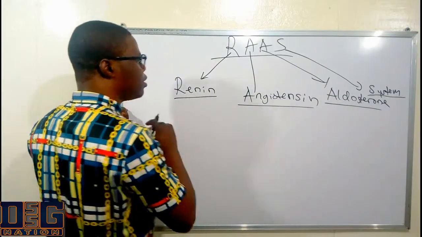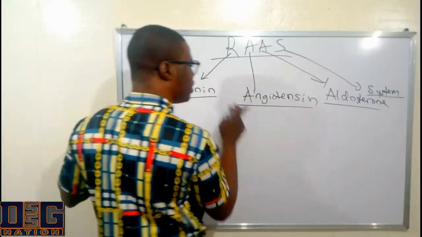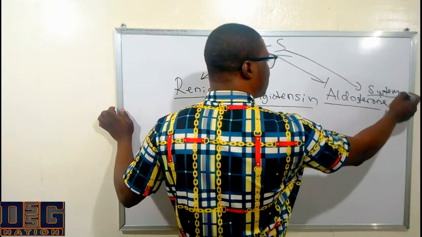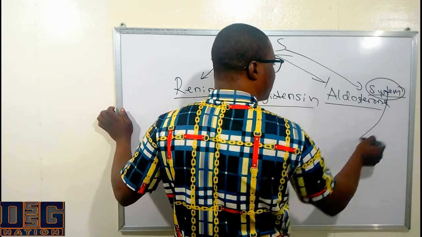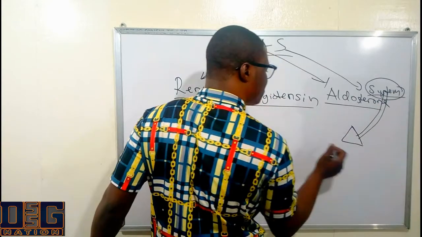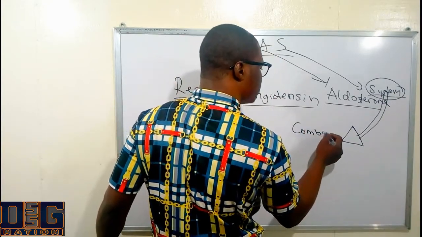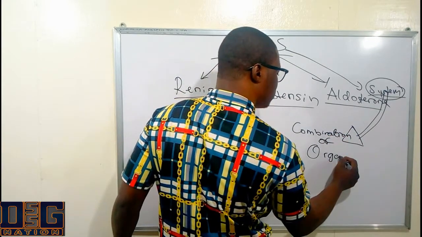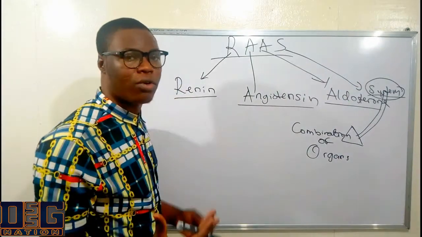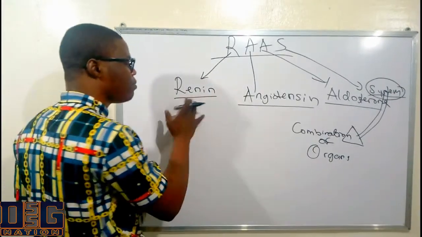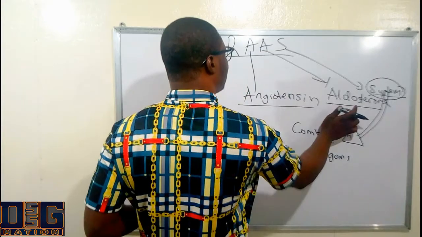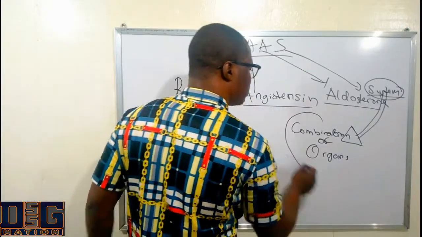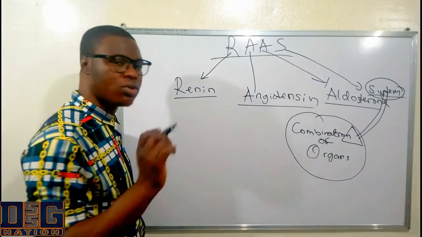Now, to get this straight, we said we have renin, then angiotensin, and then aldosterone. So we call them a system. Now, from our knowledge of overview of anatomy and physiology, we know that a system is a combination of what? A combination of organs. But does that mean the renin, angiotensin and aldosterone are all organs? No. But what are those organs? We said the RAAS is a combination of organs. So what are those organs?